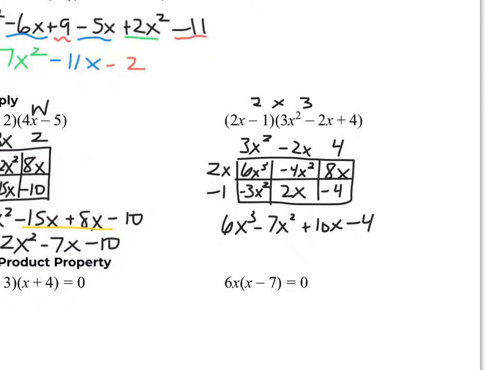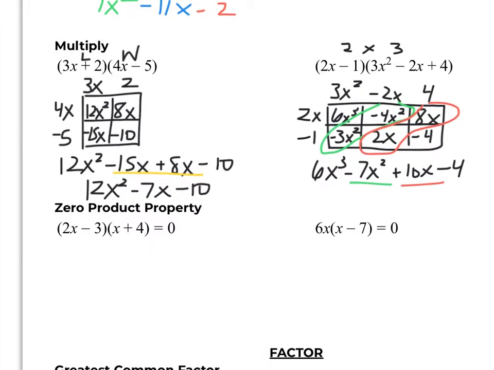Oh, sorry, I'm so used to doing this so quickly, but I was just going ahead and combining right there. What's nice when we multiply with the box is usually our like terms are lined up. Okay, sorry for moving too fast there.